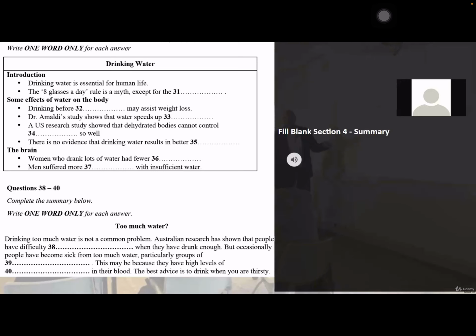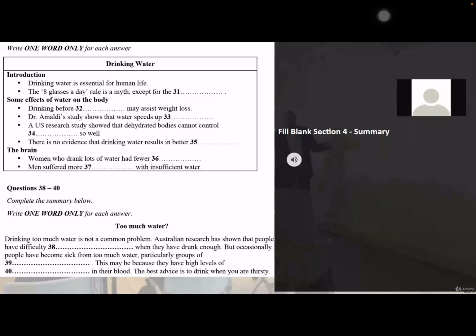Another interesting study I read about took place in the US, and this one was investigating the effects of dehydration. That is, not having enough water in the body. And what the US study indicated was that when a subject was low on water, their body's ability to regulate its own temperature was compromised compared to a properly hydrated subject.